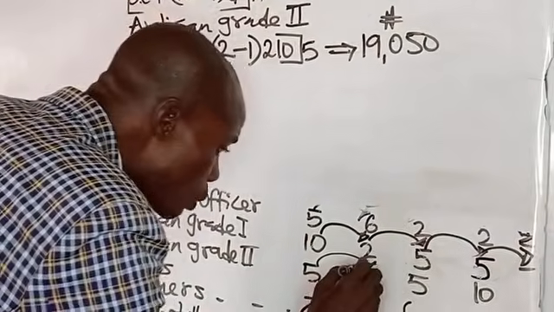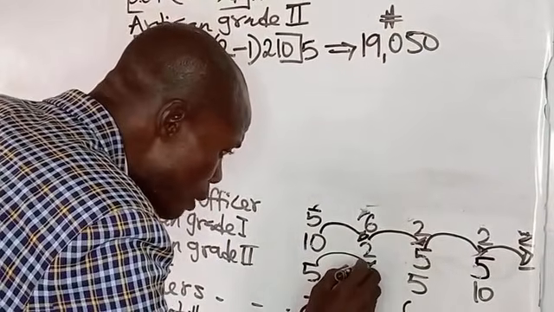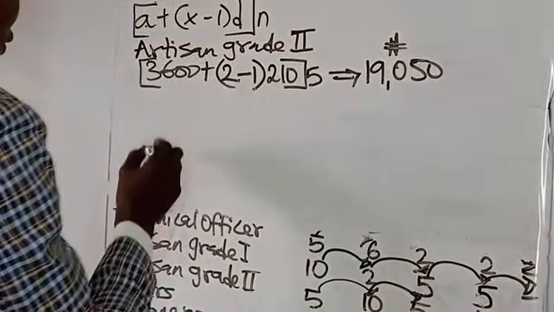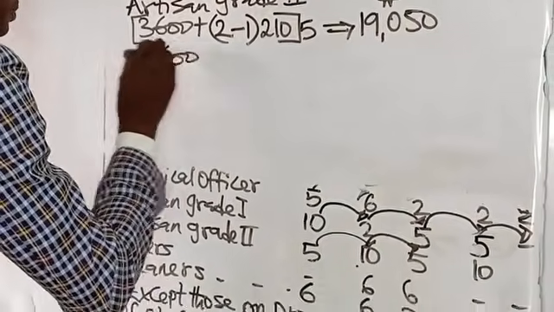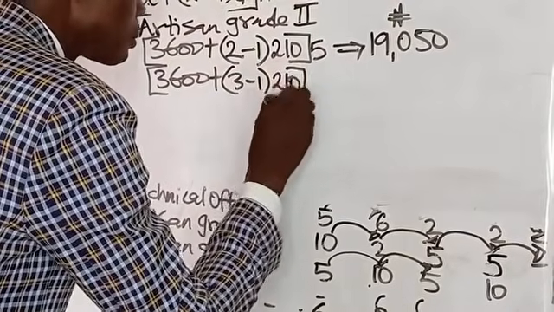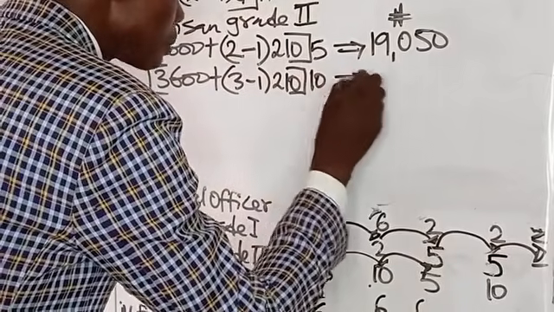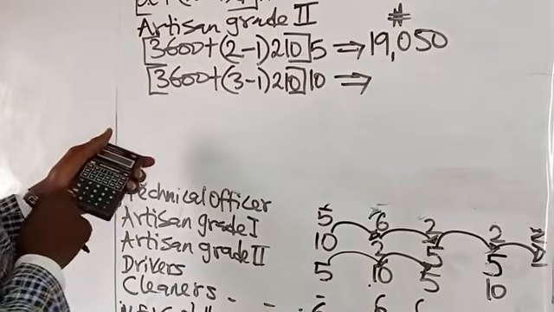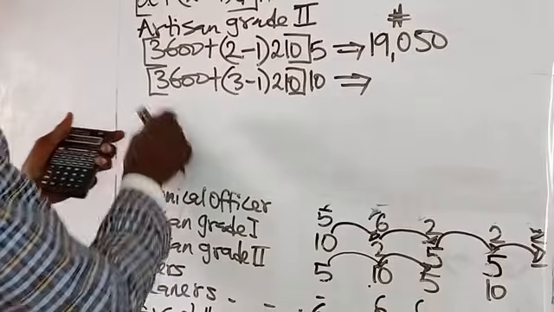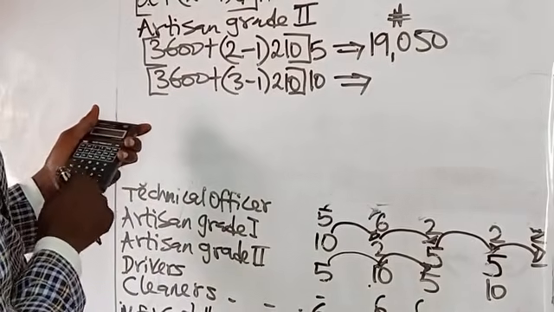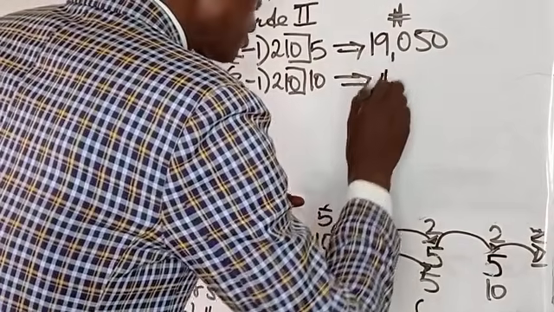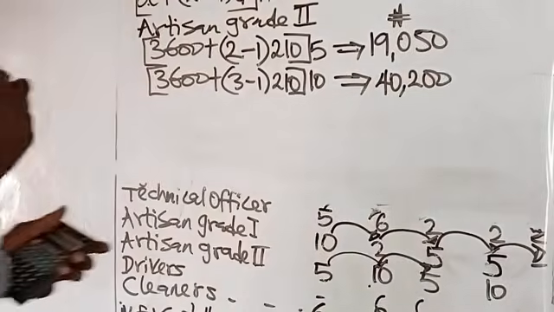Employees who were in step 2 before are 10 in number. They are now moving from step 2 to step 3. So we have 3,600 plus step 3. 210 is the increment, and they are 10 employees. 3 minus 1, that is 2. 2 times 210, we have 420 plus 3,600. We have 4,020 times 10, which is 40,200.